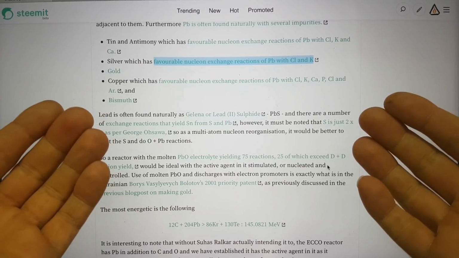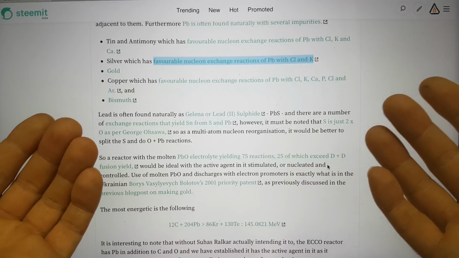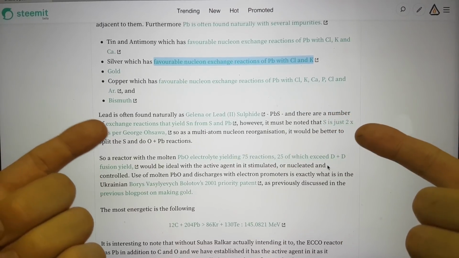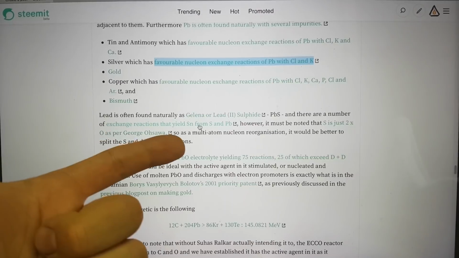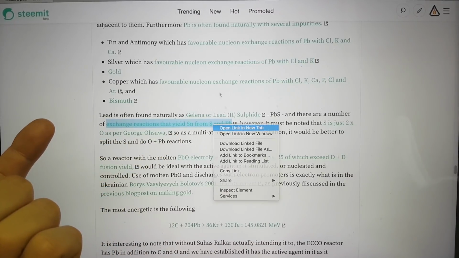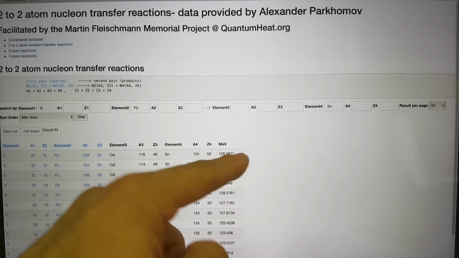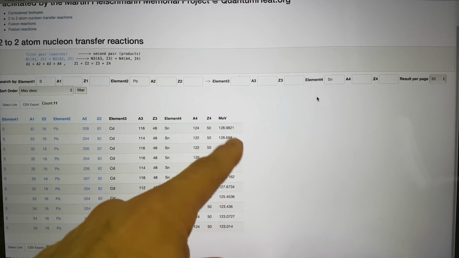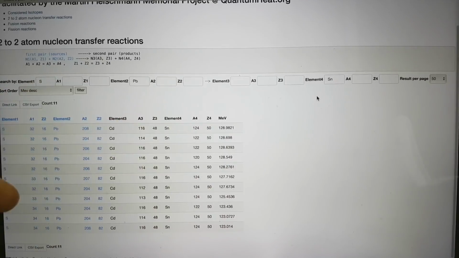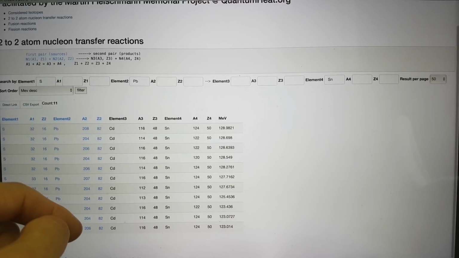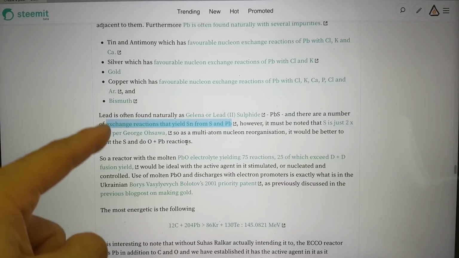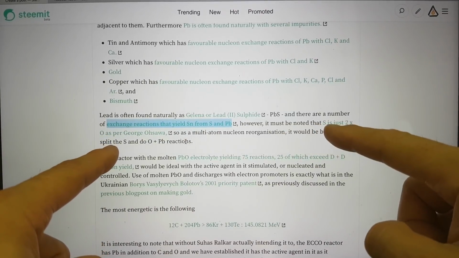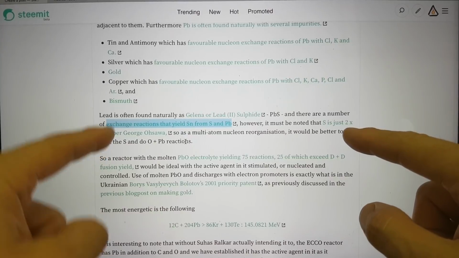Lead is often found naturally as galena, or lead sulfide, PbS, and there are a number of exchange reactions that yield tin from sulfur and lead. So we look at those. Again, these are energetically favourable, rudely energetically favourable, nearly 129 megaelectron volts, 11 reactions, and a lot of them producing tin here with sulfur and lead.